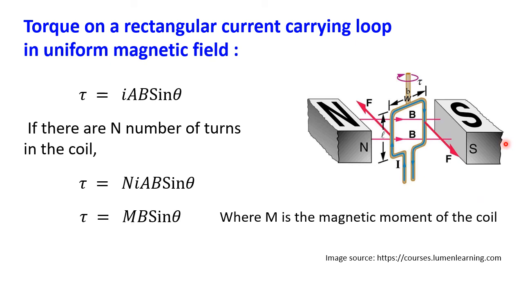Here torque tau equals MB sin theta, so we can write it in vector notation as tau bar equals M bar cross B bar. Now in the next topic, AC generator, we will apply the torque and we can generate electricity.